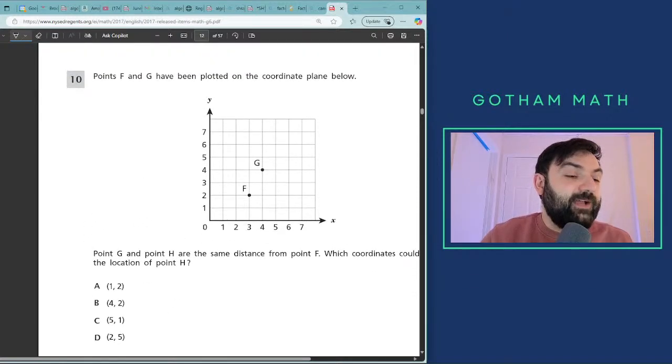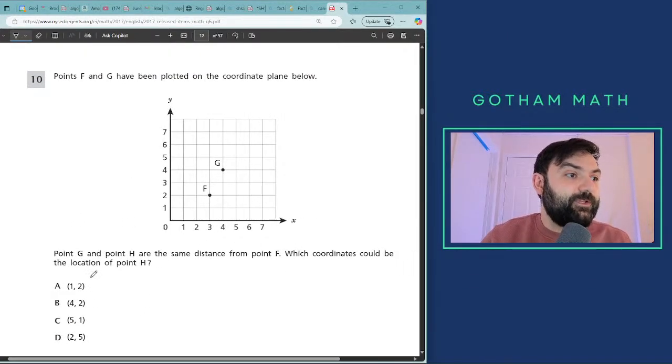Number 10. Okay, point G and point H are in the same distance from point F. Which coordinates could be the location of point H? So there's another point, right? Point H. And they say that point G and point H are in the same distance from F. So what distance from F to G do we have right now? Let's just draw it. Let's say it's this, from corner to corner across 2 squares, right? Like that. So it means that there is a point H that's on the same distance from F.